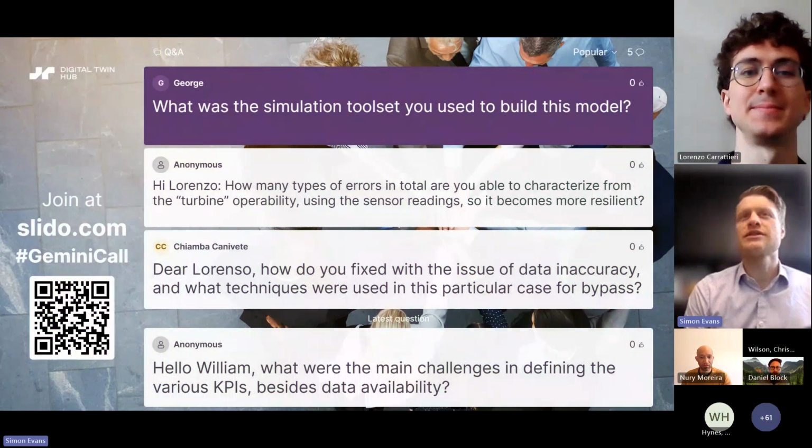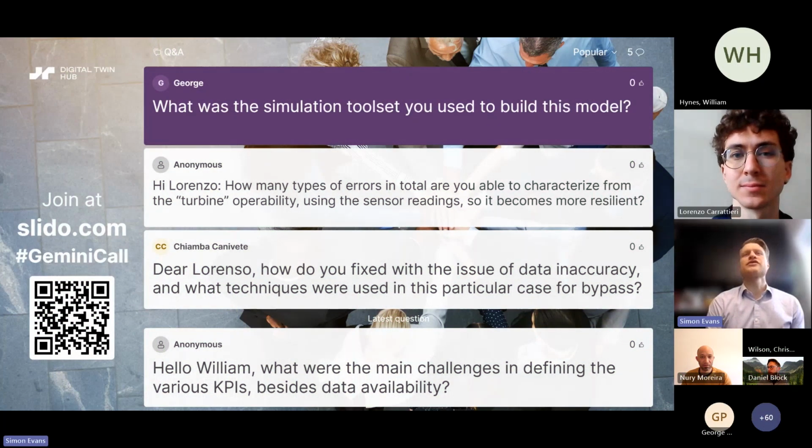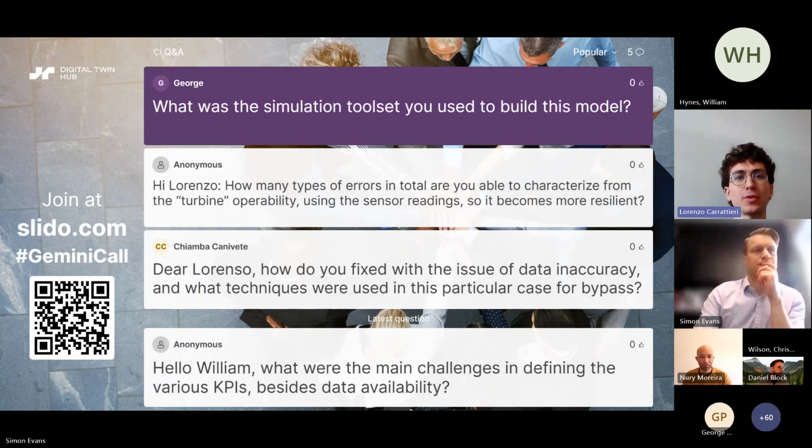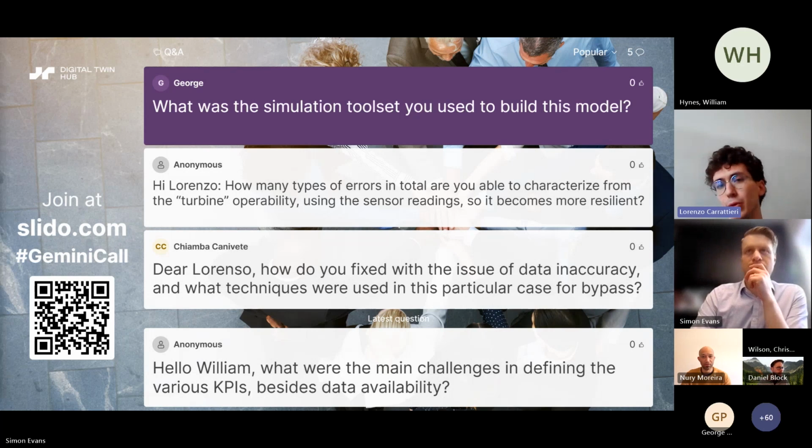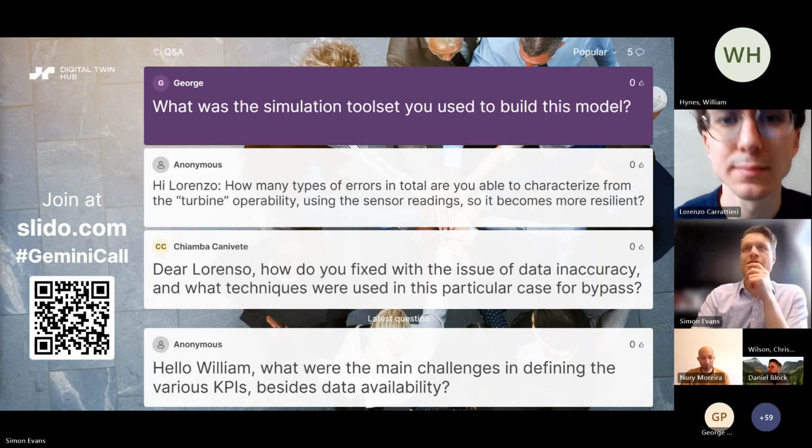So Lorenzo, this one is for yourself. What was the simulation toolset you used to build this model? Okay, thank you for the question. I used ANSYS Fluent and the high-performance computer provided by Cranfield University, and I also developed the digital twin algorithm through Python. Very good, thank you.